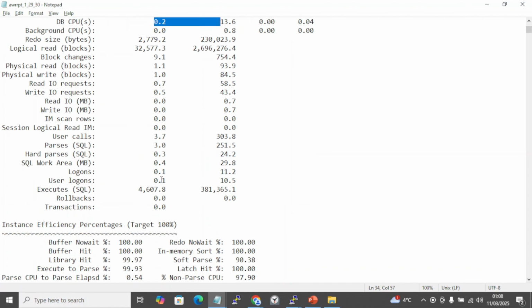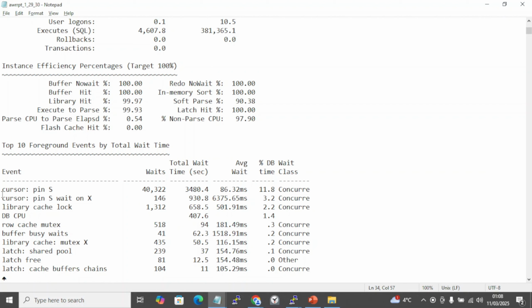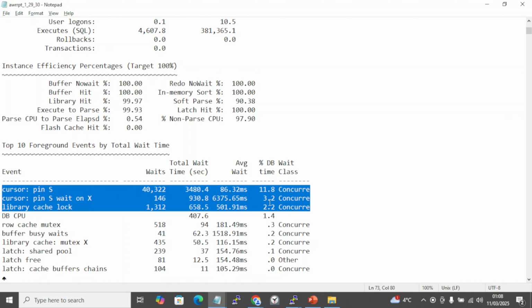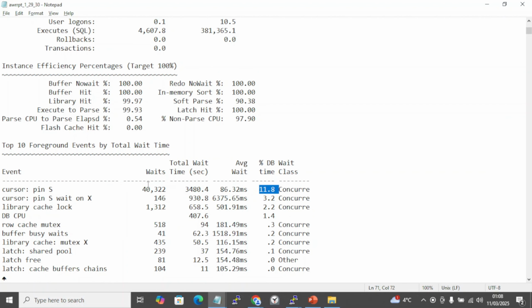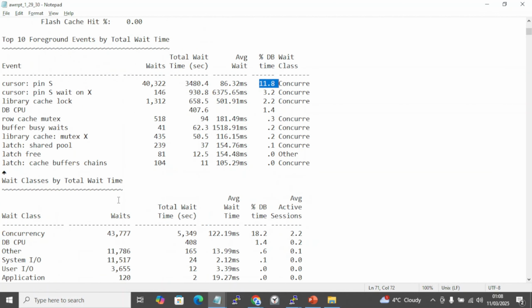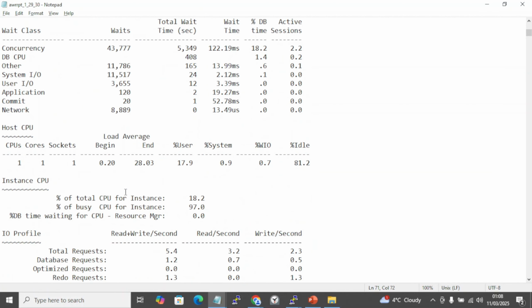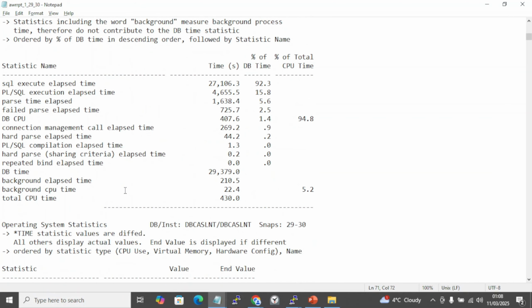It was all waiting. And where were they waiting? Cursor pin S wait on X and library cache lock, and this is where most of the time was spent on the DB, the concurrency. We go through this, and then we go to the top 10 SQL by elapsed time. We know which SQL spent most on the cursor pins, and so on. We will investigate this way. Now we will upload this report to Notebook LM and start interacting with it.